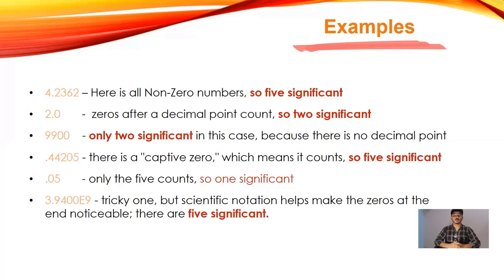44205: there is a zero between digits, which means it counts. So here there are five significant figures. 505: only the five counts, so here there is one significant figure. Tricky one, but scientific notation helps make the zeros noticeable. There are five significant figures.